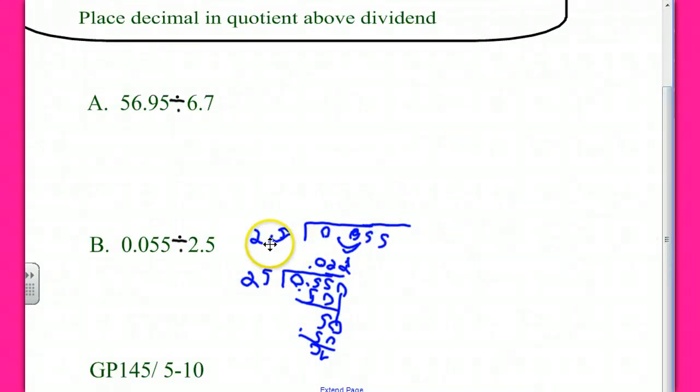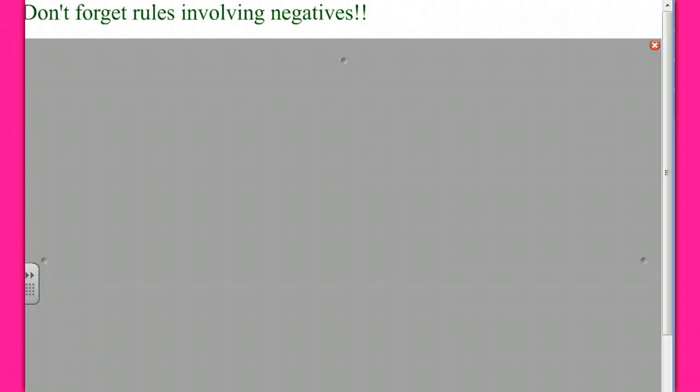We have moved the decimal one place over in the divisor and one place over in the dividend. The decimal goes straight up. Stuart rewrote this so that it looks like 25 going into 55 hundredths. And then he had to add a 0 at the end of 55 to finish the problem, where there was no remainder. And we have the answer 22 thousandths. Okay, good job. Don't forget your rules about negatives.